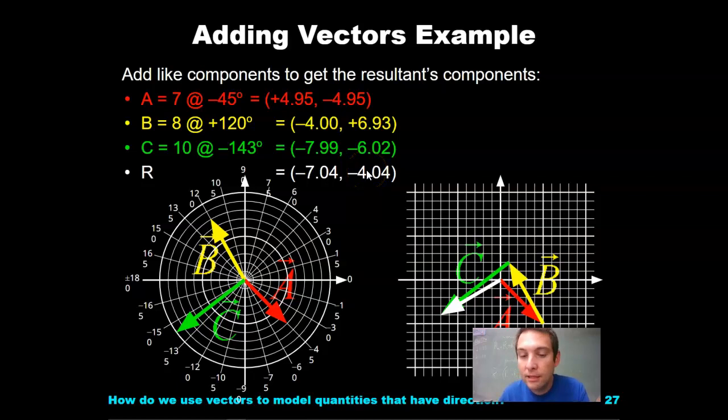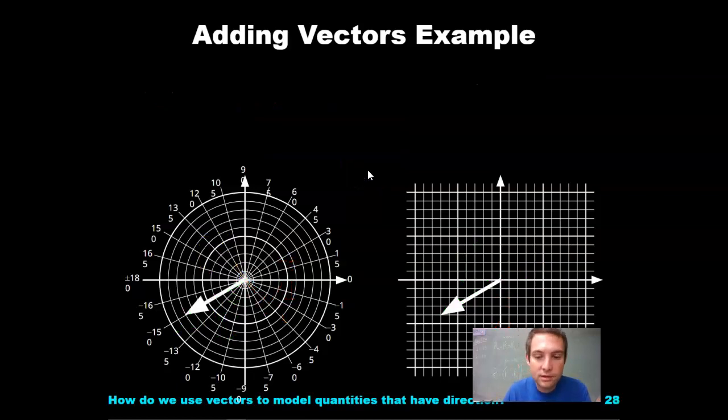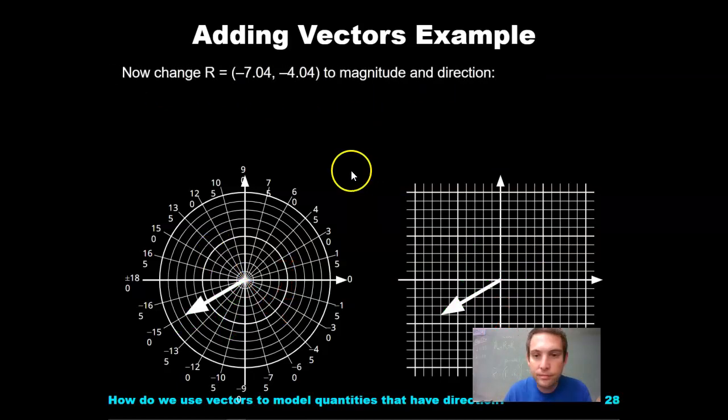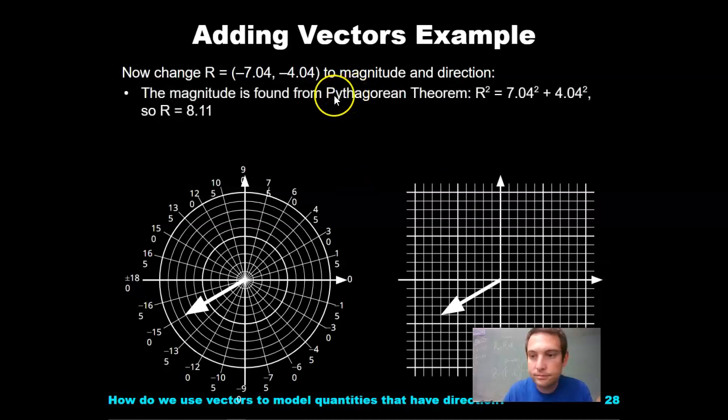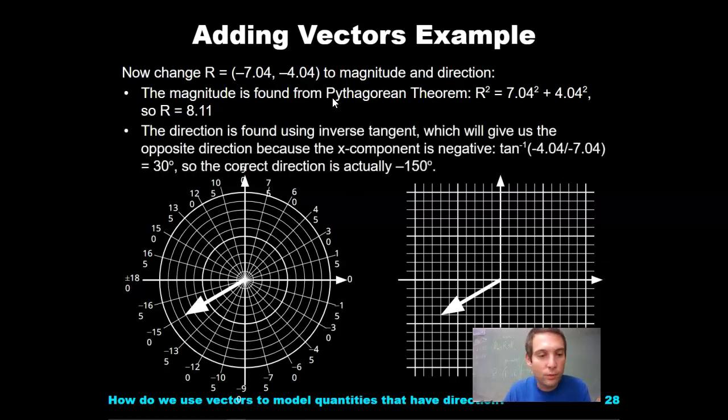To get the length, you know what to do next. Pythagorean theorem. X component squared plus y component squared equals r equals 8.11. The direction is found using the inverse tangent, which will give us the opposite direction because the x component is negative. Arctan y over x gives us 30, so the correct direction is actually negative 150 degrees.